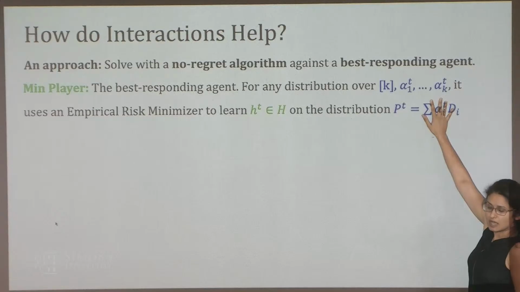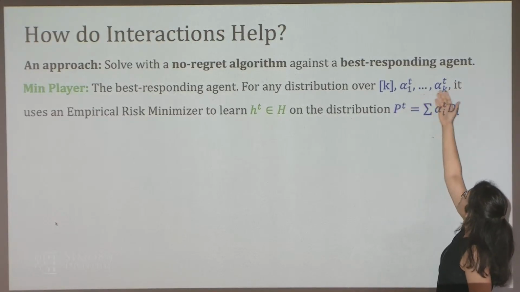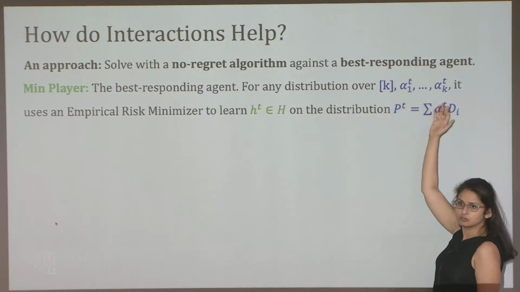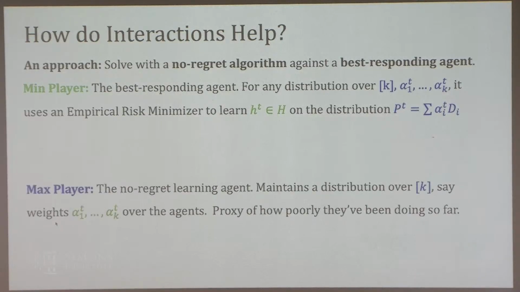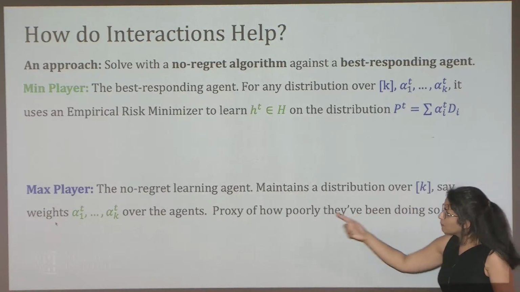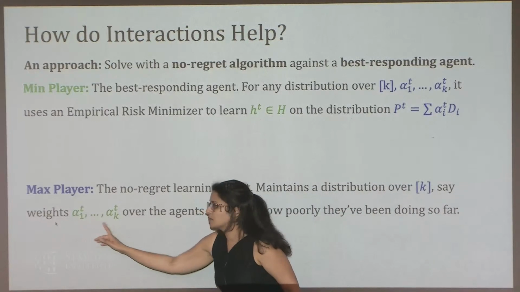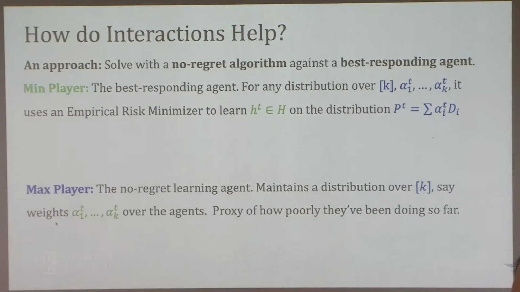What are the actions of the next guy? Well, the next guy is the maximizer. It's the guy who is picking and mixing weights over the distributions, D_1 to D_k. Okay? So that's our minimizing guy. The maximizing guy, as I said, is maintaining a distribution over k. We assume he is no regret, meaning that the weights he's picking, this alpha_1 to alpha_k, the mixing weights, have to meet a no regret guarantee.